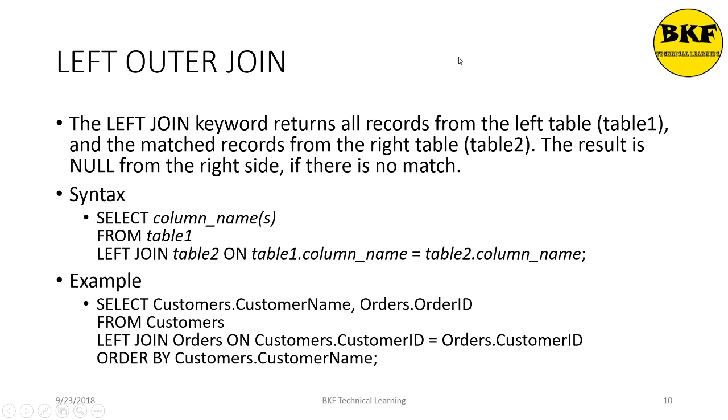Now, left outer join. The left join keyword returns all records from the left table, which is table 1, and the matched records from the right table. The result is null from the right side if there is no match. So this is an example for you. Select customers.customer name, orders.order ID from customers left join orders on customers.customer ID equals orders.customer ID order by customer name. This is going to return you all the records from the customers table, because customers is the left table, and if there's a match on the right hand side table, then you'll get the values, otherwise you're going to get null.